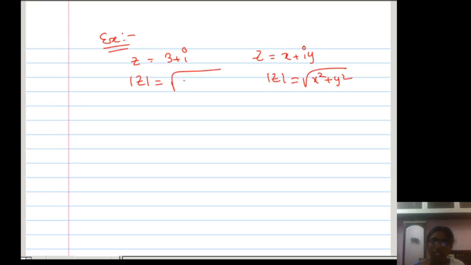What is x here? 3, square is 9. What is y here? Don't write i, only take the imaginary part. Y here is 1. Don't take i, only x, y. I am taking real numbers only. So under root 9 plus 1, that is 10. So what is mod z? Under root 10.